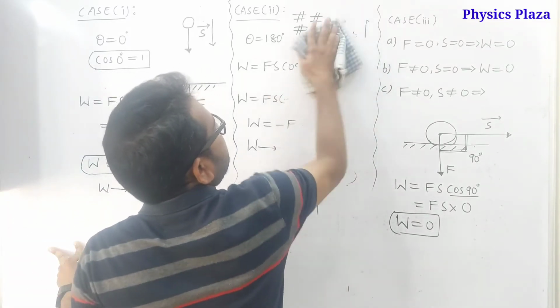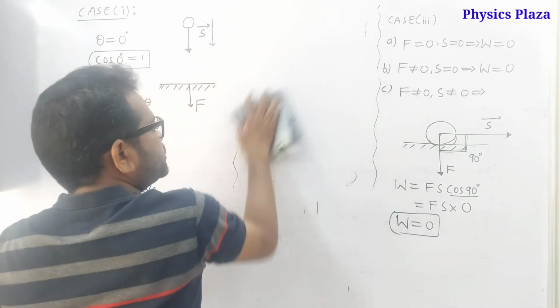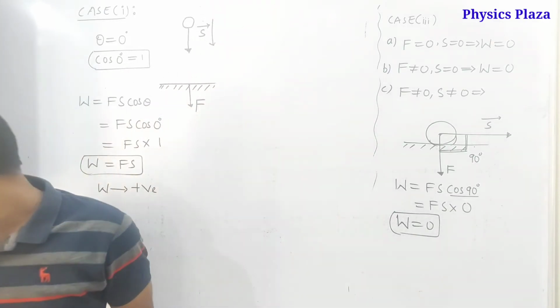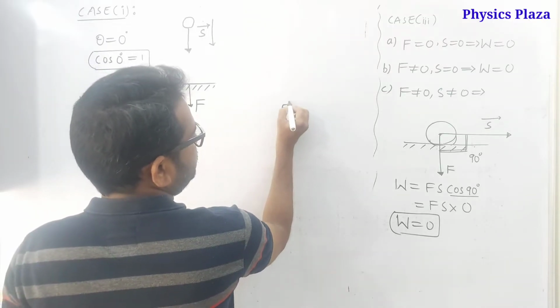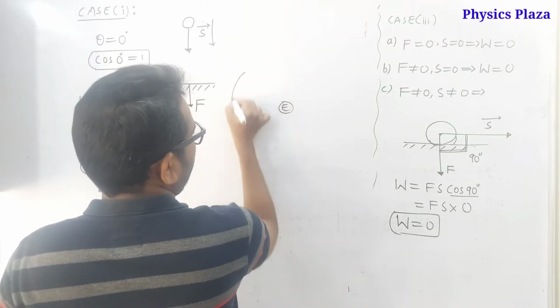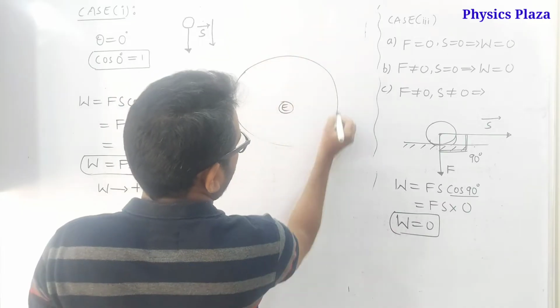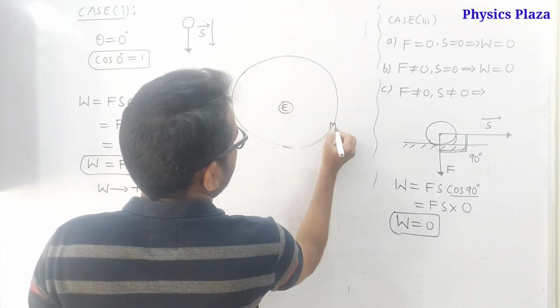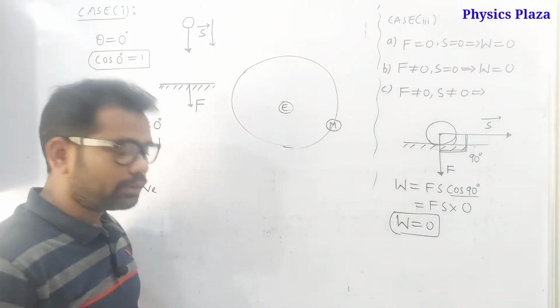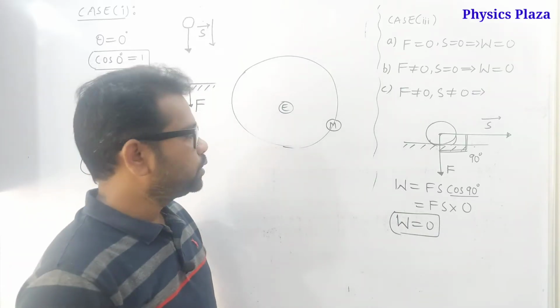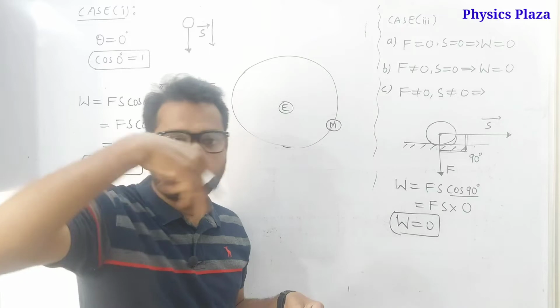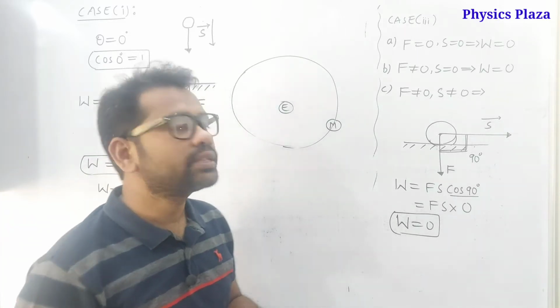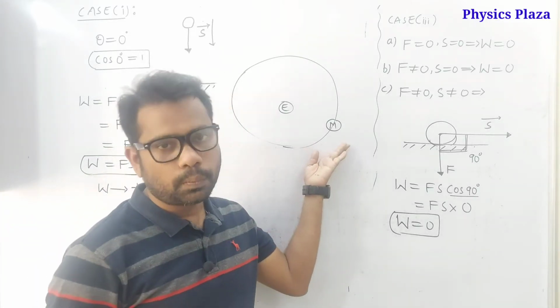So let me take out this case 2, one application, children. Suppose here is the earth, and here is a satellite. You may take a natural satellite or an artificial satellite, whatever it may be. We know that the moon will be revolving around the earth. So what is the work done in this case? Work done is 0.